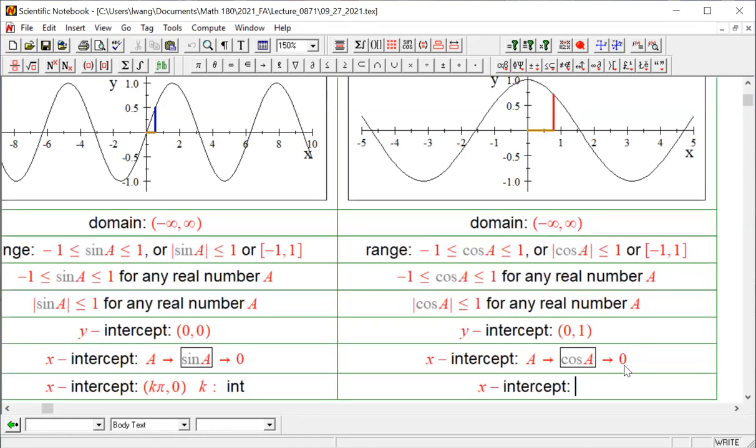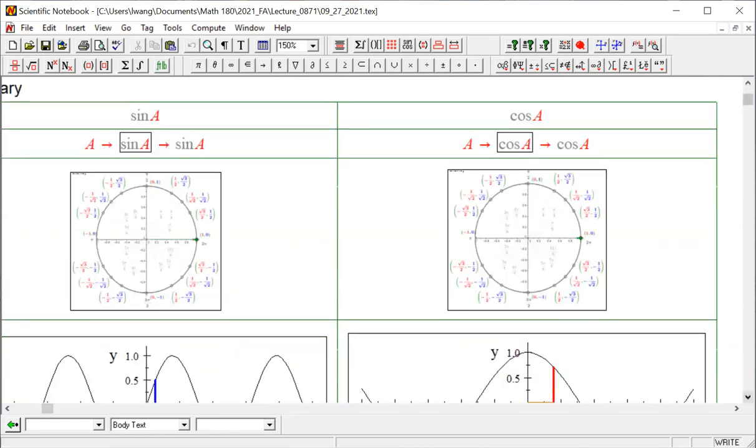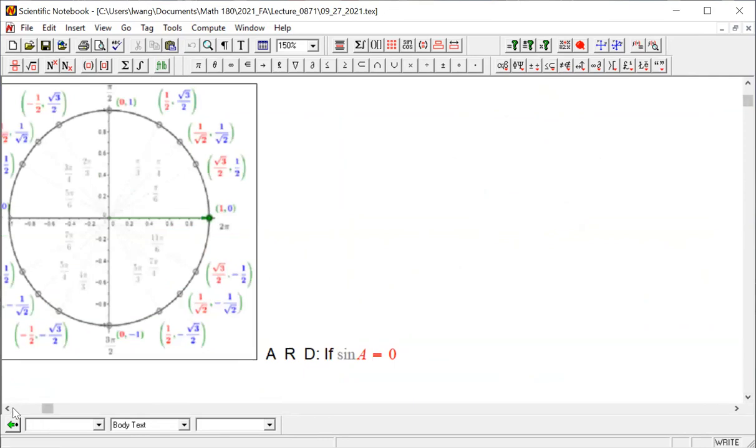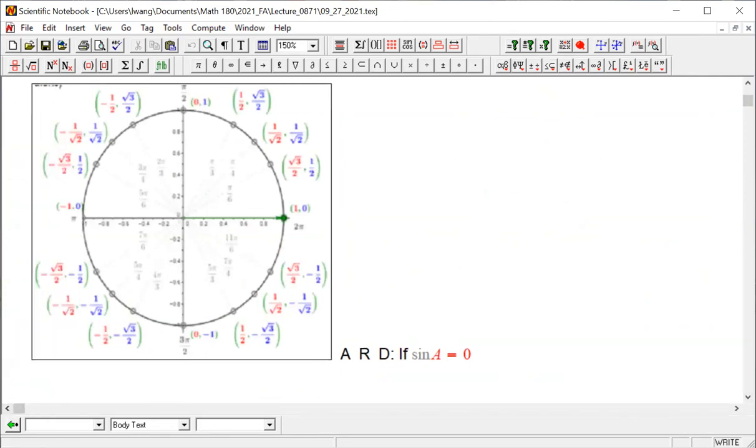But the question is that we know the output is 0. The output in the unit circle, what is it? What is the output in the unit circle? The red number is 0, right? You guys follow me? Where do you find the 0 red number? So once again, it's going to be what? A, R, D; we know the D. So this time it is cosine A is 0. Where do you find the red number 0? Where do you find them?